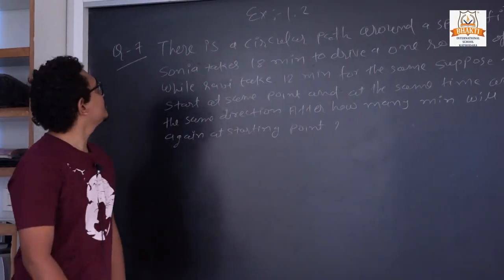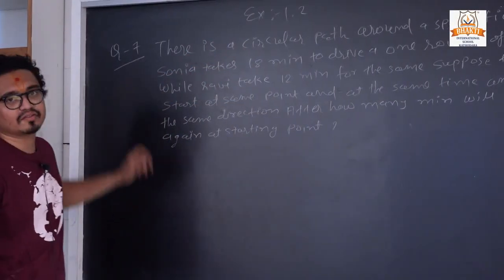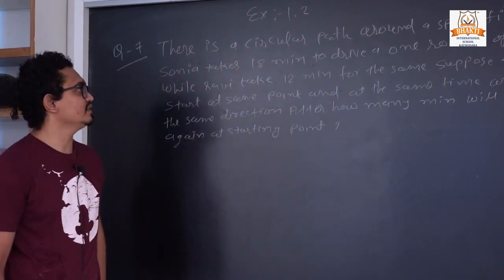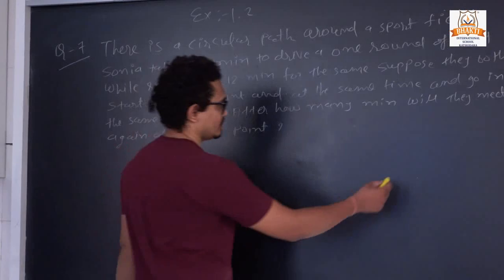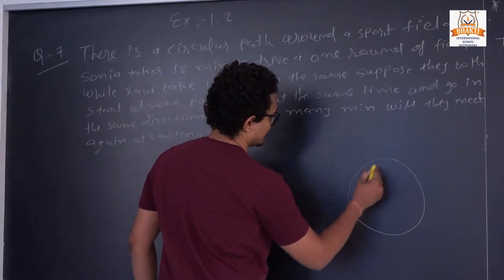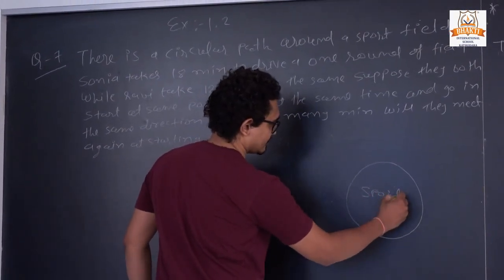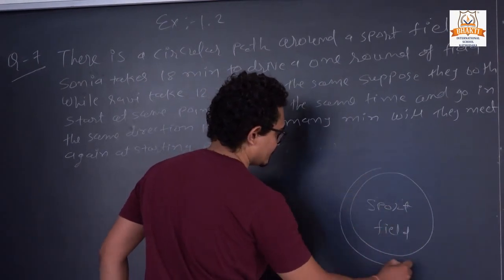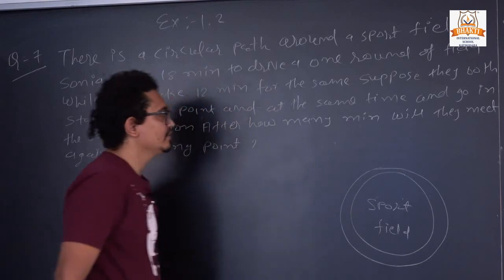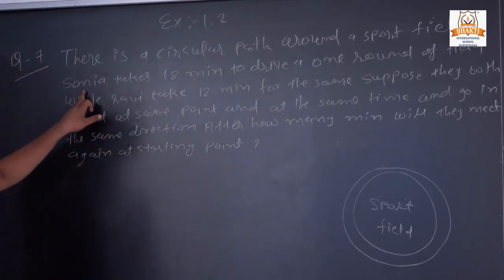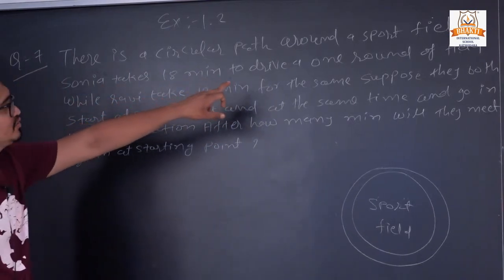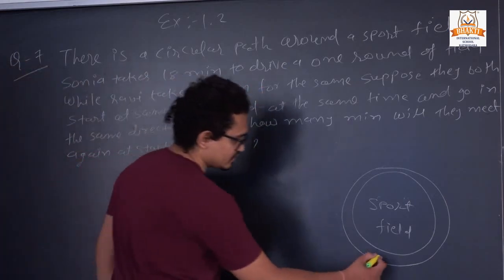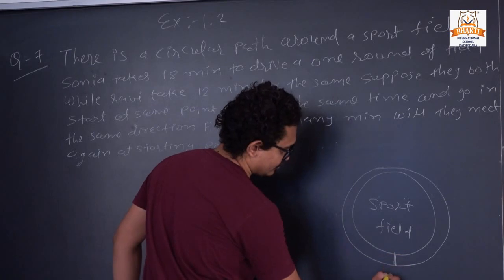So exercise 1.2, the last question of our exercise, is this: there is a circular path around a sport field. Suppose this is our sport field, and it is a circular path. Sonia takes 18 minutes to drive one round of the field. Suppose that is our starting point.